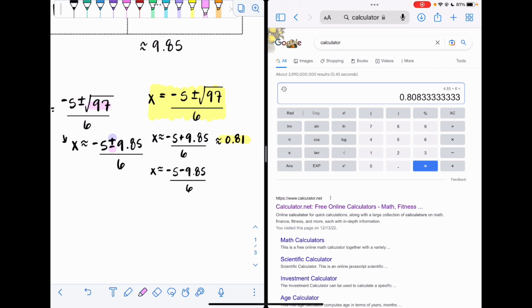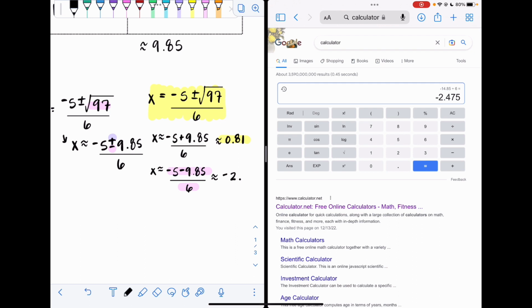So the second equation, -5 minus 9.85. So -5 and then minus 9.85. I keep hitting that 8 again. So -5 minus 9.85 is -14.85. And then I'm going to take that and divide it by the 6 in the denominator. So divided by 6 is -2.475, but I'm just going to keep with the 2 decimal places, so -2, and then point.